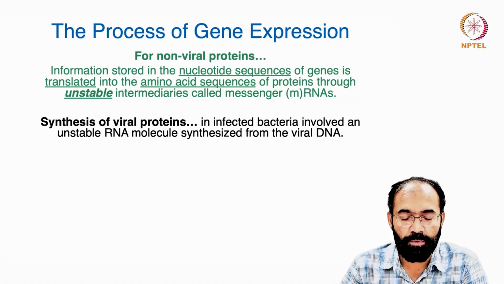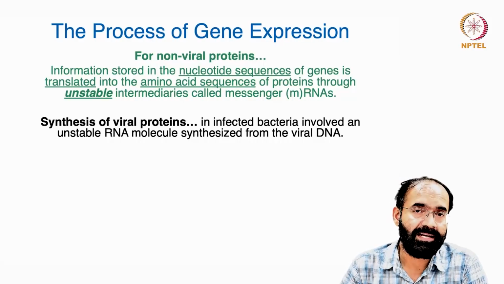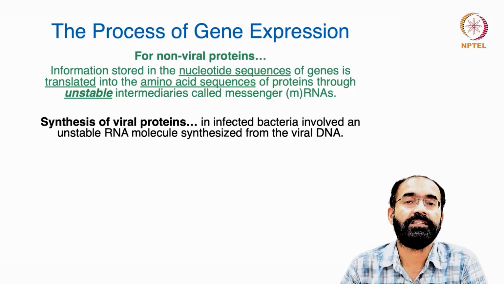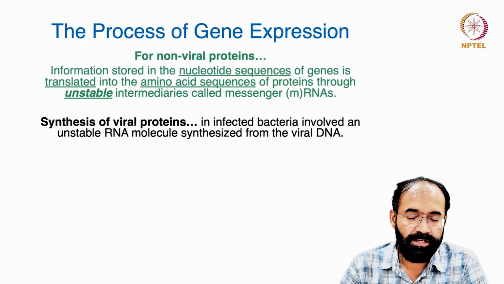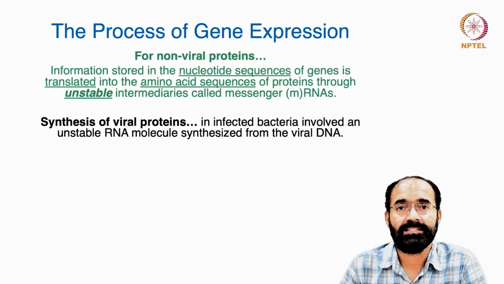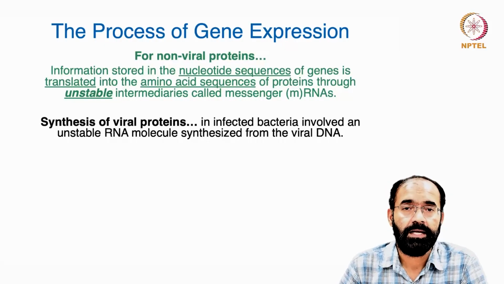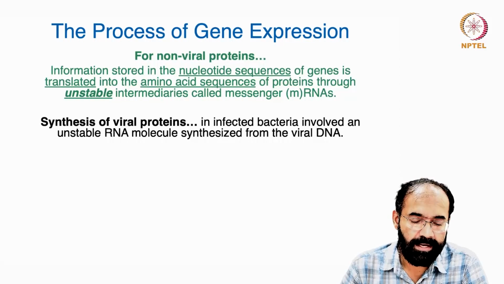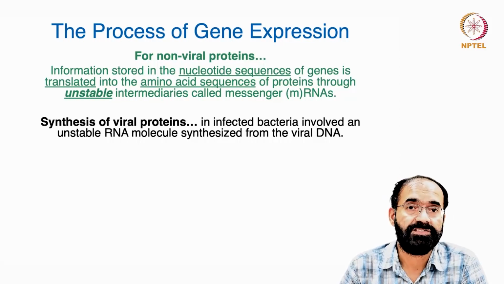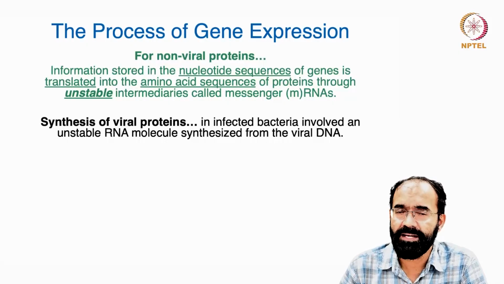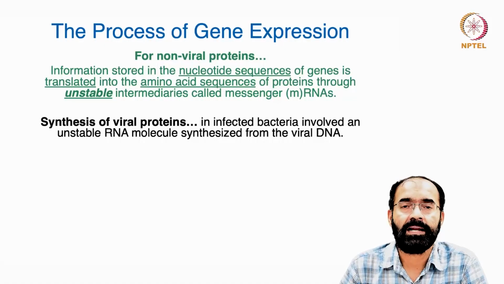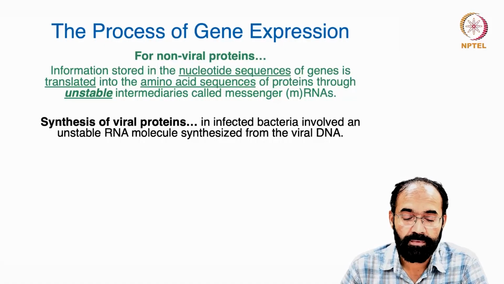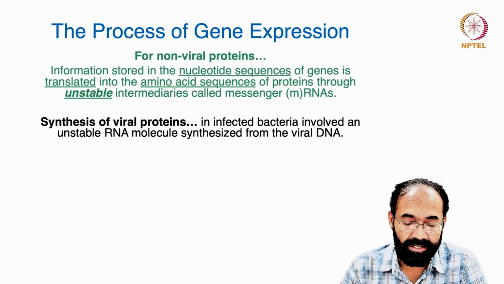Now, synthesis of viral proteins in an infected bacteria. When a bacteria is infected with a virus, the bacteria eventually dies. We refer to this as bacteriolysis, and the viruses that infect bacteria are called bacteriophages. One good example is the lambda phage. There are many, T4, T7, many different types of phages. Lambda phage is one of the well classified, well studied examples of a virus infecting bacteria.